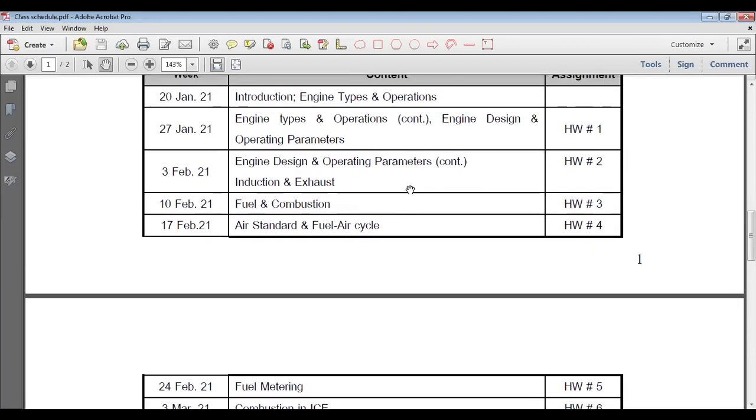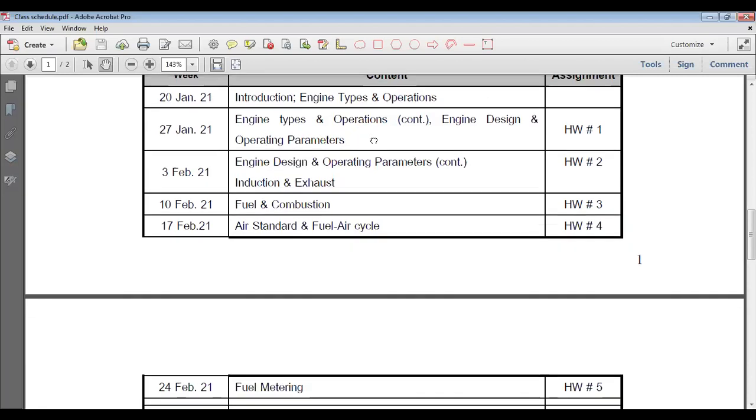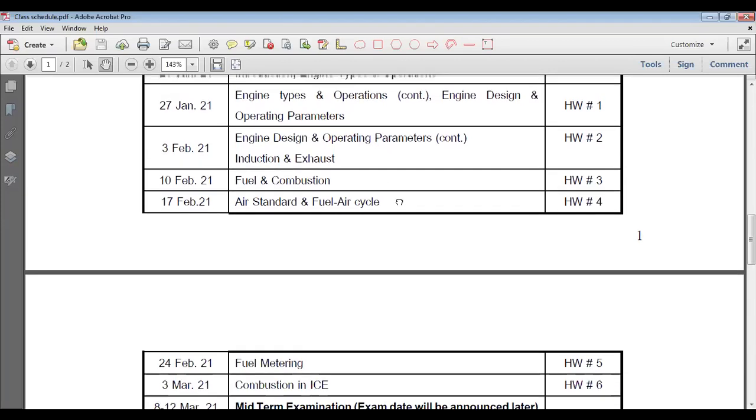We will talk about the class schedule. We will cover engine types and operations for about 2 weeks, and then we will go to engine design, operating parameters, and also the induction and the exhaust. All of these 3 lectures are already in my course view. Last night I replaced the first lecture with a new one because I found some errors in it. So you'd better load the new one, lectures underscore 1_new. That's the new lecture that I just uploaded last night.